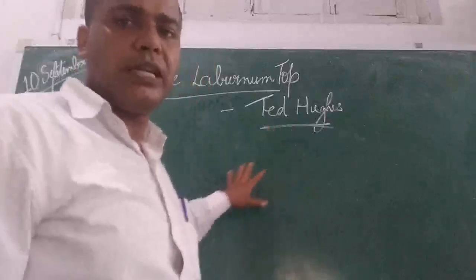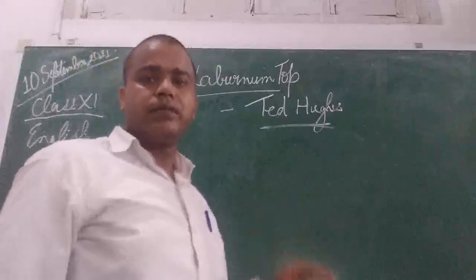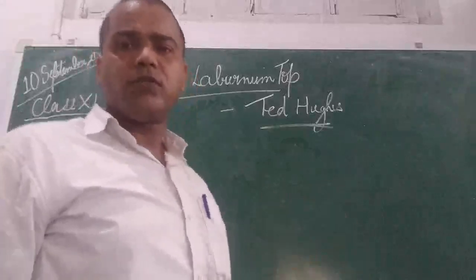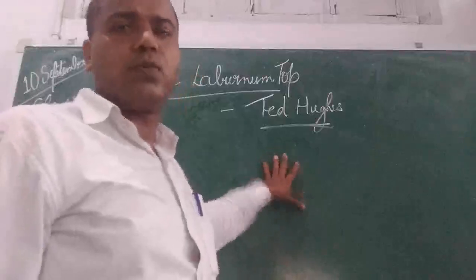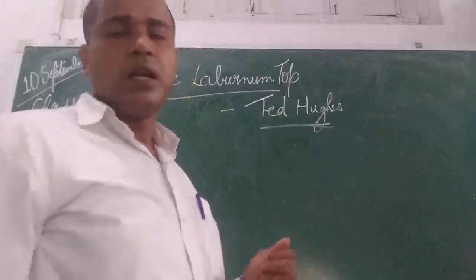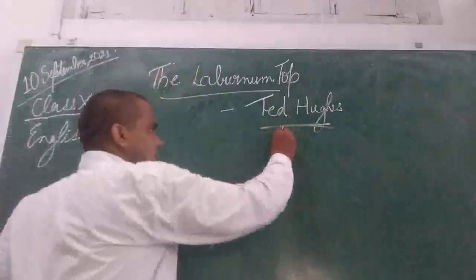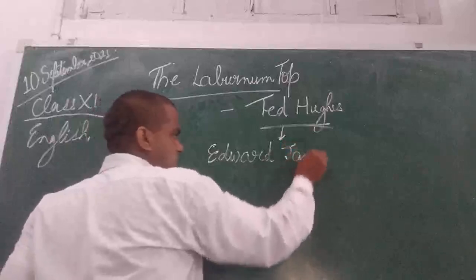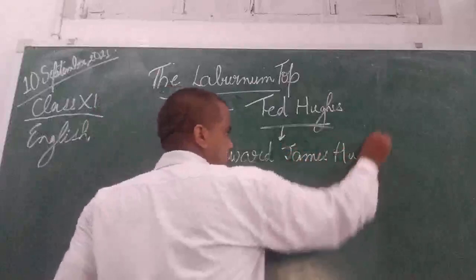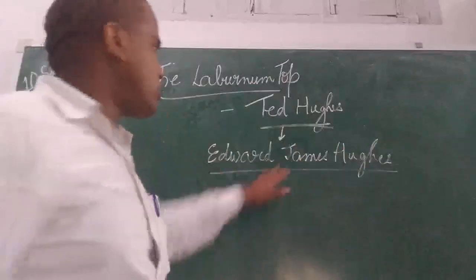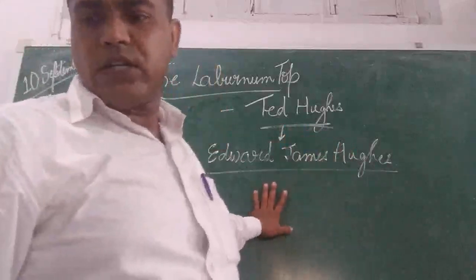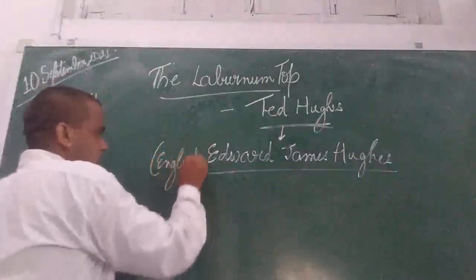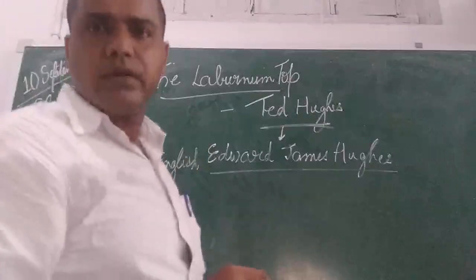Means he was born in England, and he is basically known for his famous poems, which are very important from the exam point of view also, and which are very important from our life also, because his poems are very inspirational in nature. Ted Hughes' full name is Edward James Hughes. In short, we say Ted Hughes. He's an English poet.